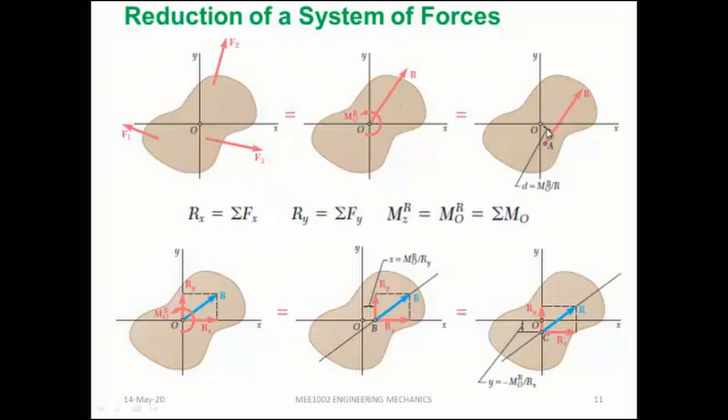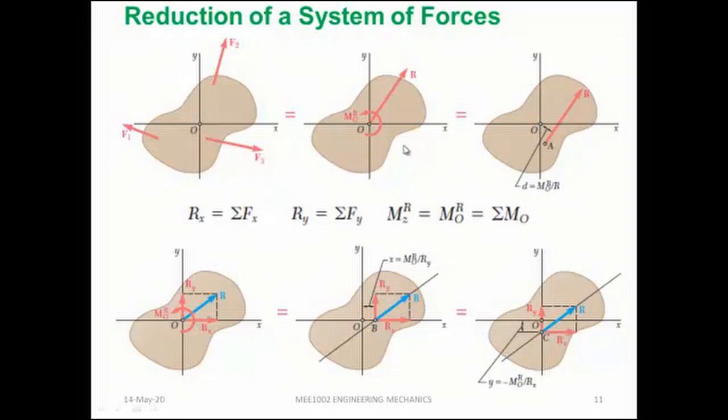Now you may have a question from here: should we move this direction or this direction? That is based on the sign. It is anti-clockwise, so definitely it has to be moved to the right side, because about O this R will produce anti-clockwise moment about O.